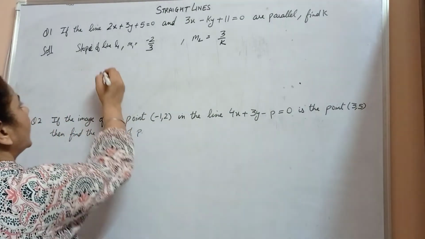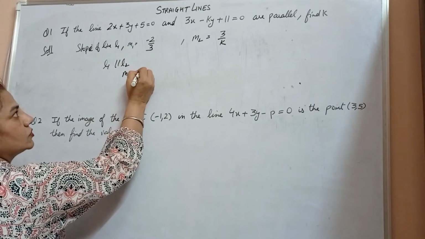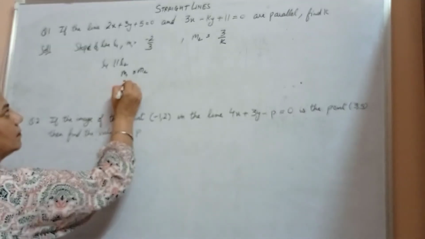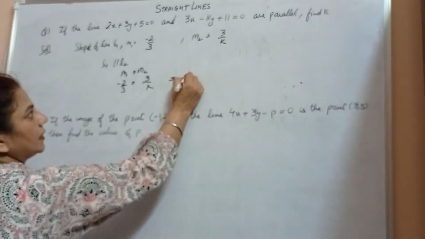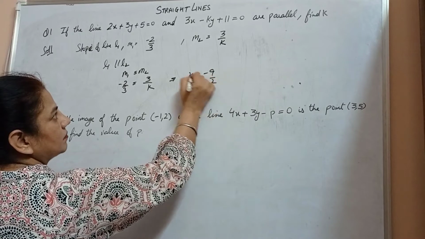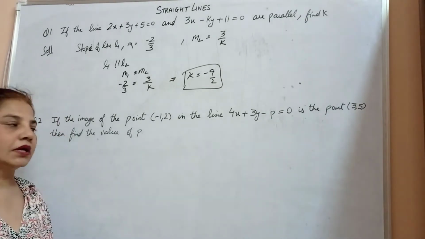So here, as line 1 is parallel to line 2, their slopes are also equal. So we say that minus 2 by 3 is equal to 3 by k. Cross multiply, you get the value of k as minus 9 by 2. The value of k is minus 9 by 2.